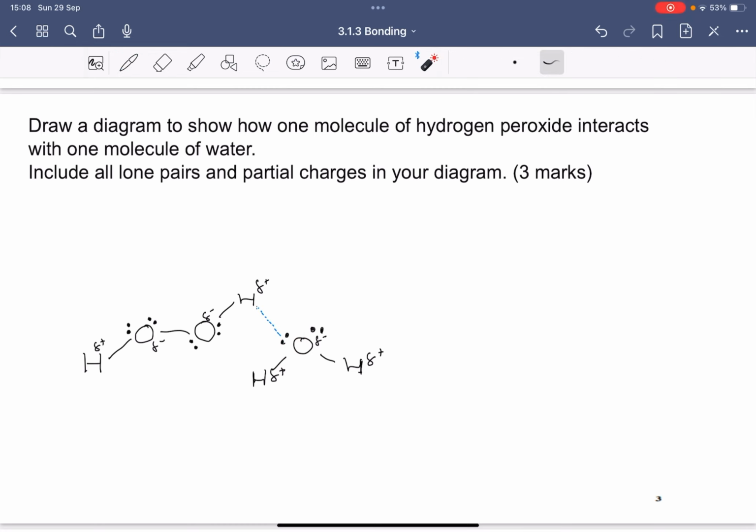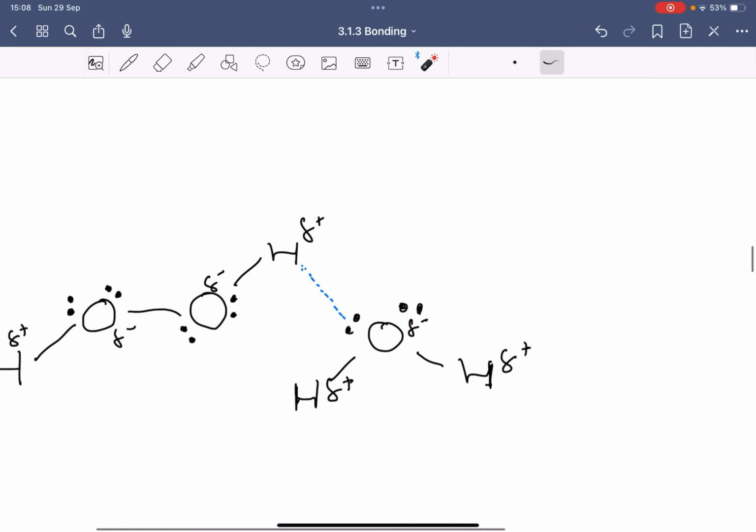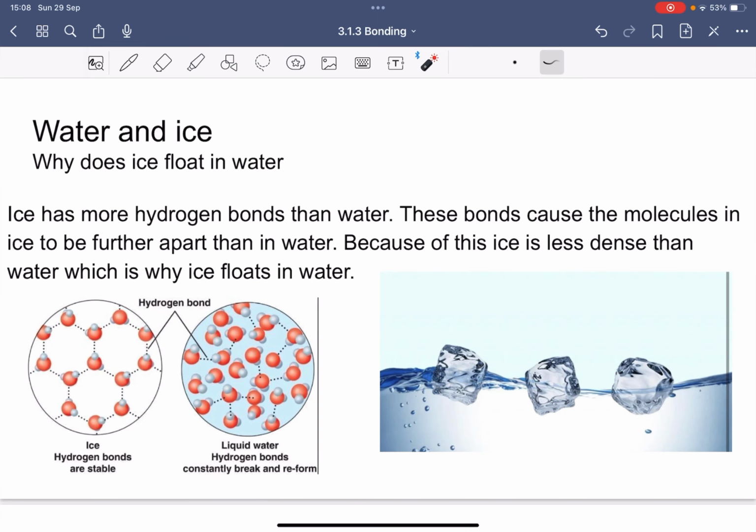I could, however, do something like the lone pair on this is attracted to the hydrogen here. You could do that as well. That would be correct. This is just what I chose to do. While we're talking about hydrogen bonds, I'm just going to talk about why ice floats in water, and this can be explained because of hydrogen bonds.